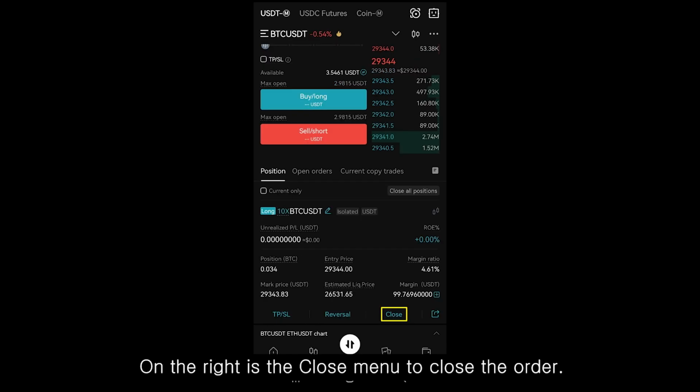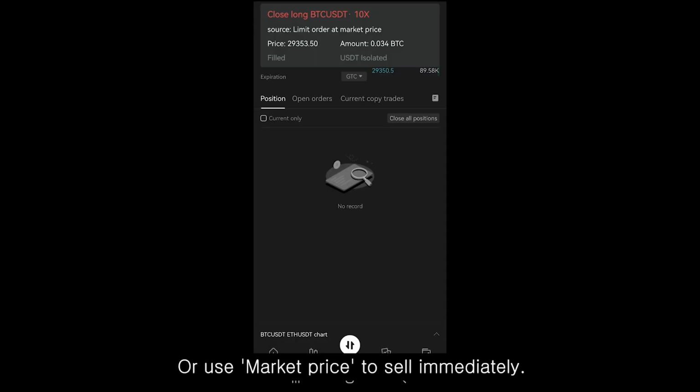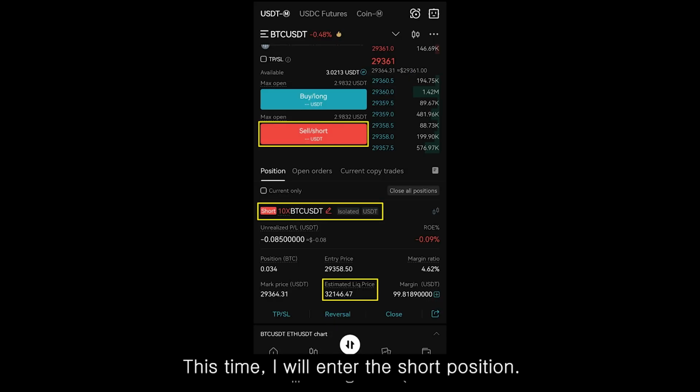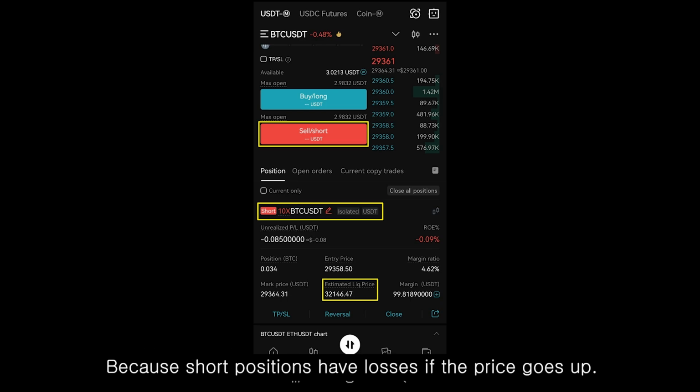On the right is the close menu to close the order. You can write down the price and quantity with a limit and click close, or use market price to sell immediately. This time, I will enter the short position. The difference from the long position is that the title is red, and the liquidation price is above the current price, because short positions have losses if the price goes up.